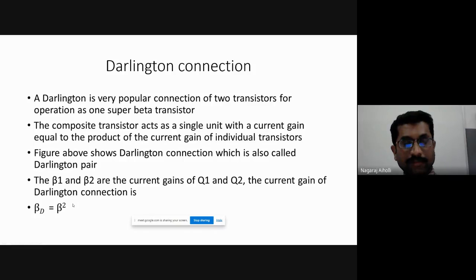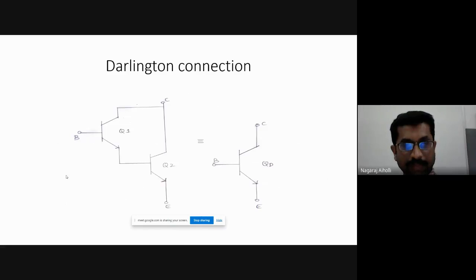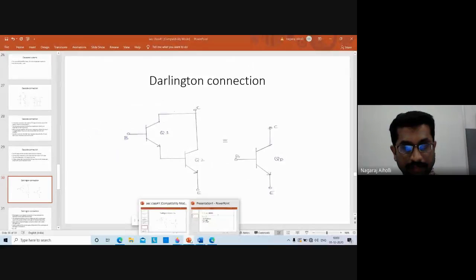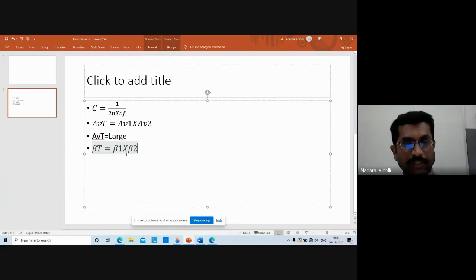Can anybody make a guess? Beta 1 and beta 2 are the same. If beta 1 is equal to beta 2 is equal to beta, then what will be beta total? Beta 1 into beta 2. Here we have written the equation: beta total is equal to beta 1 into beta 2, where beta 1 is equal to beta 2 is equal to beta.